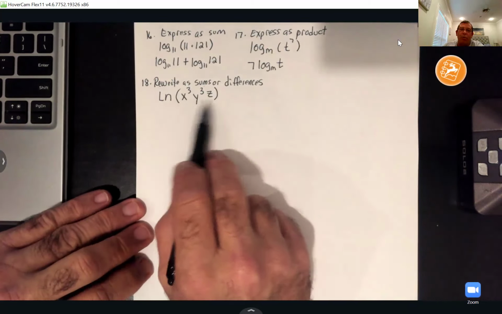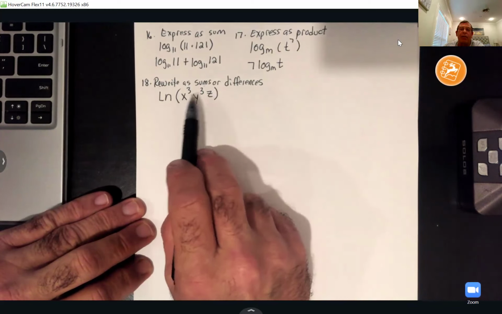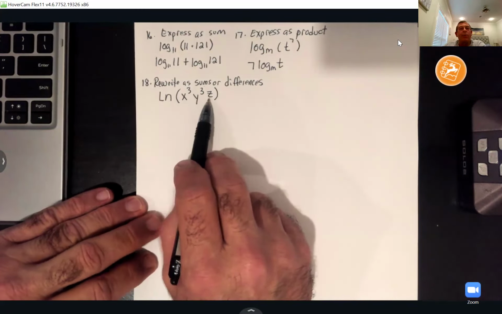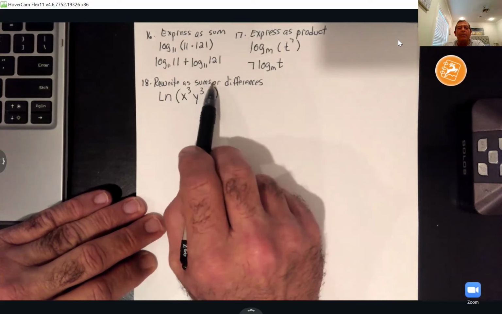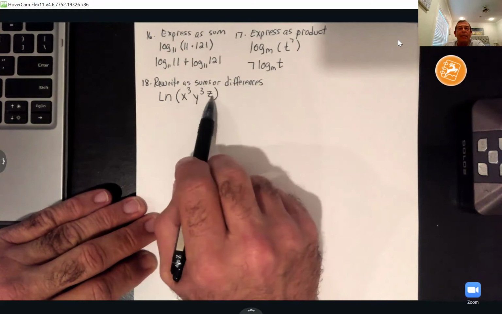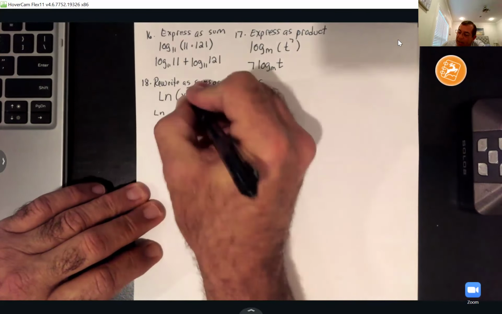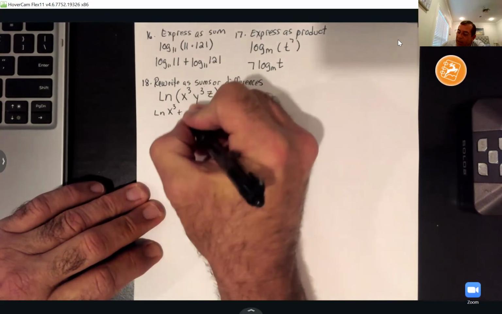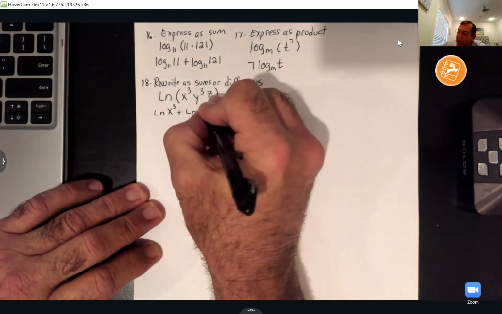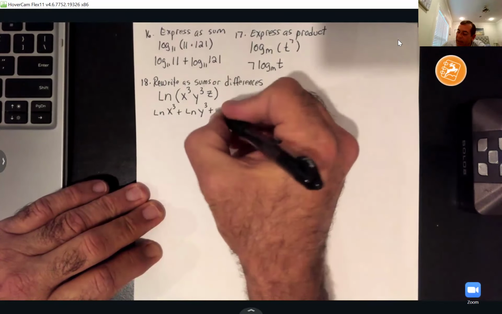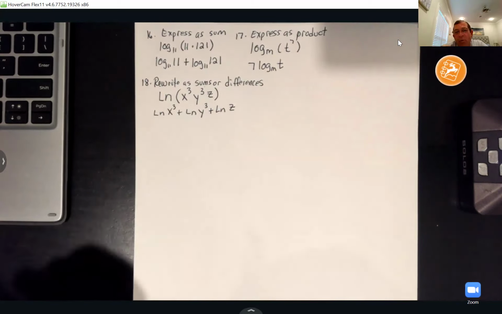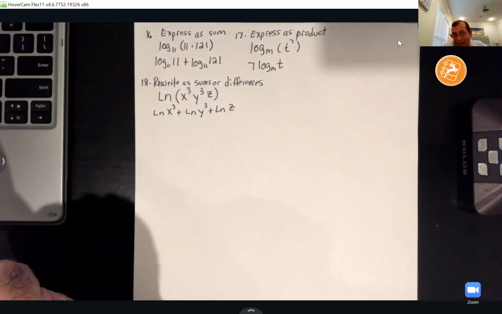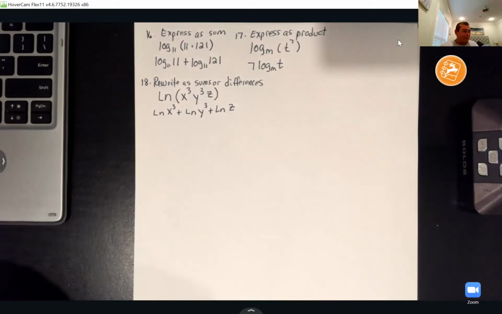Well, this stuff is being multiplied inside these parentheses, right? x to the third times y to the third times z. So we're going to do it up here. It's going to be rewritten as a sum. Okay, that's why they got the or here. So it's going to be written as a sum, and I'm going to distribute the ln to all three. So I get a ln x to the third plus ln y to the third plus the ln of z. Now, tell me what I need to do next, because I definitely got one more step.